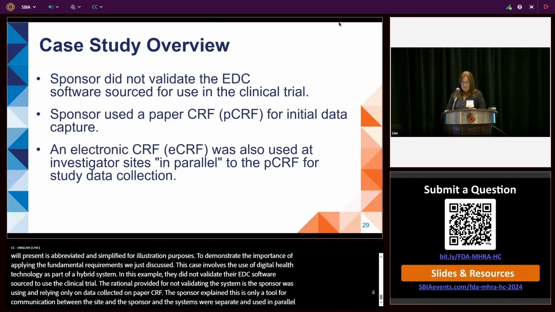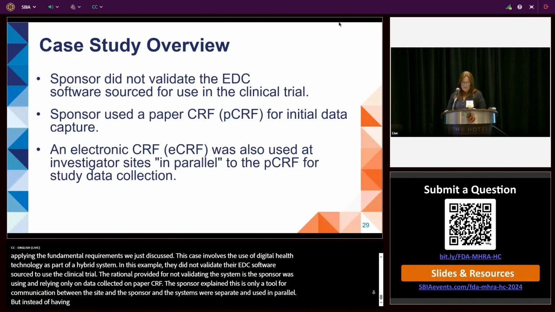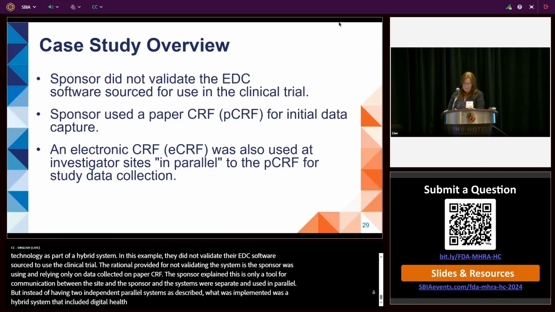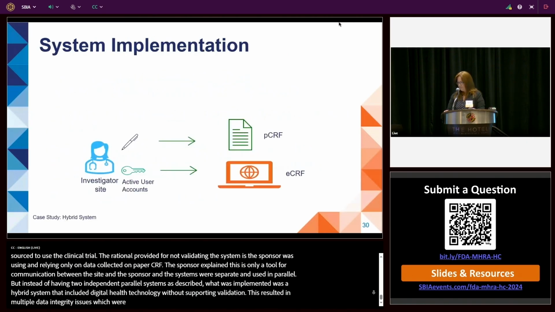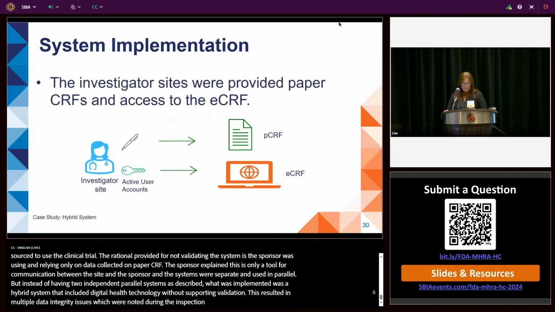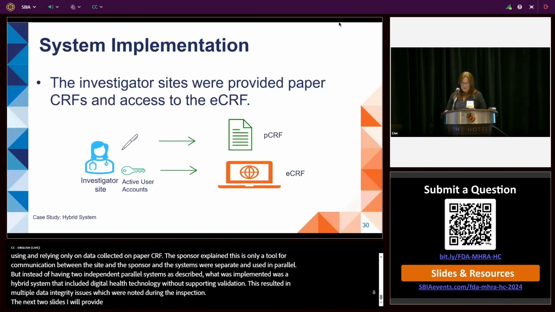But instead of having two independent parallel systems as described, what was implemented was a hybrid system that included digital health technology without supporting validation. This resulted in multiple data integrity issues which were noted during the inspection. In the next two slides, I'll provide an overall description of how the sponsor's data capture system was structured and implemented at the investigator sites.